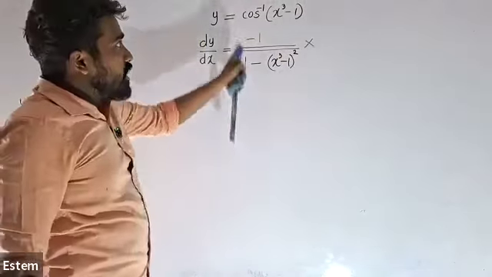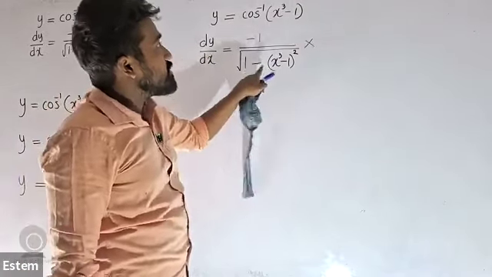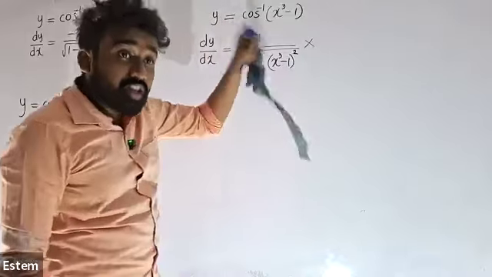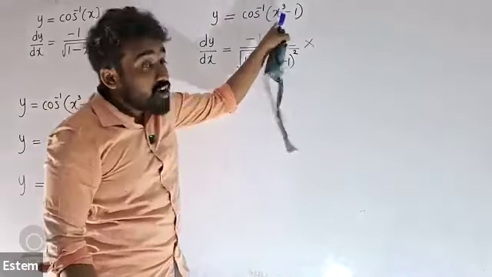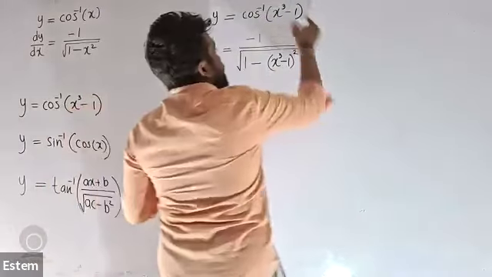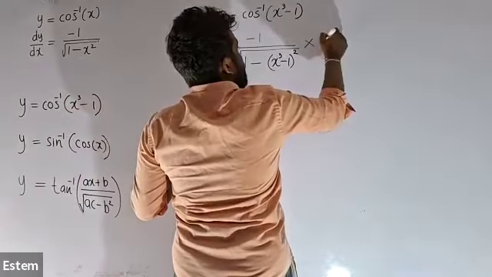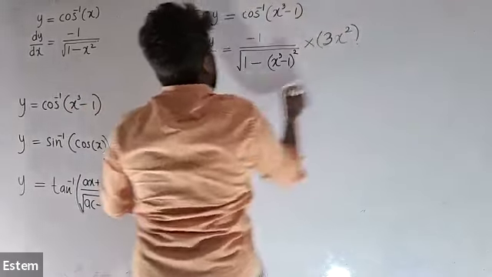Now we differentiate the cos inverse function: minus 1 over the square root of 1 minus the square of this. Now we are jumping into the function inside the trigonometric function. So x cube minus 1, it is 3x squared, Putha. It is 3x squared. So what's the final answer?